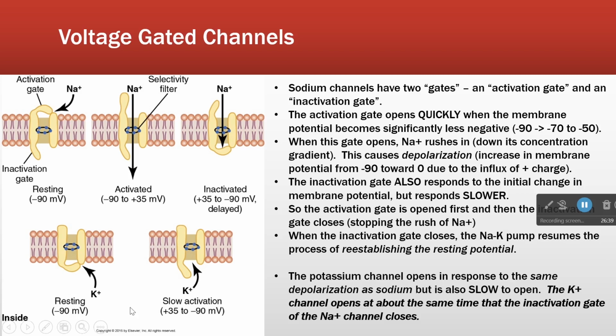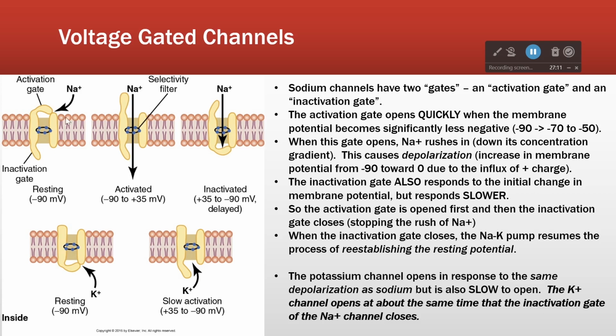So minus 90 resting for potassium, plus 35 to minus 90. So from high to low, that's our slow activation gate. So because of the slowness here, the potassium channel opens at about the same time that the inactivation gate of the sodium channel closes. So those two things they evolved to happen at the same time.